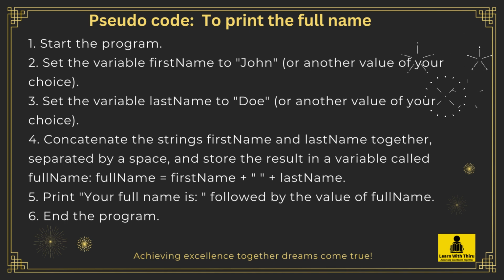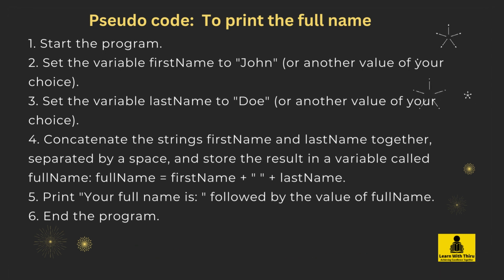4. Concatenate the strings first name and last name together, separated by a space, and store the result in a variable called full name. Full name equals first name plus last name. 5. Print "Your full name is" followed by the value of full name. 6. End the program. Code.